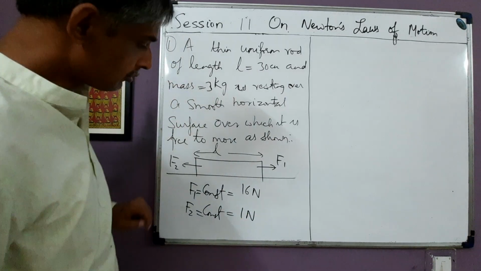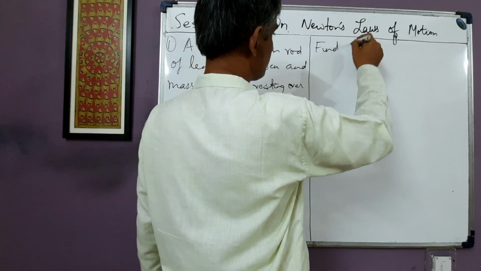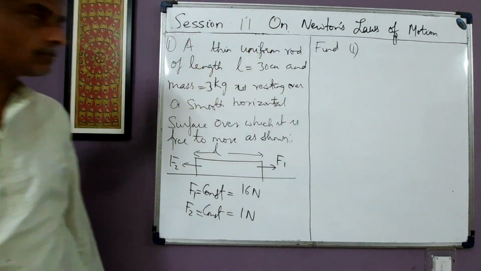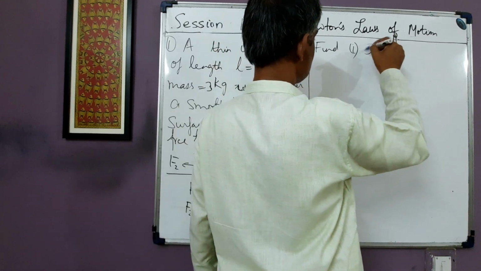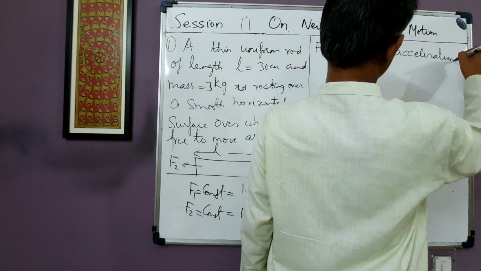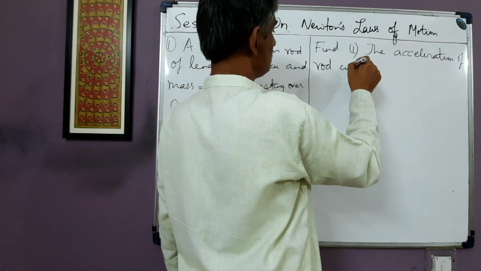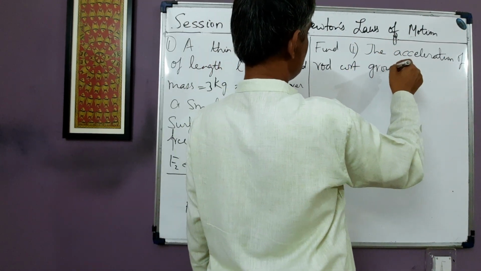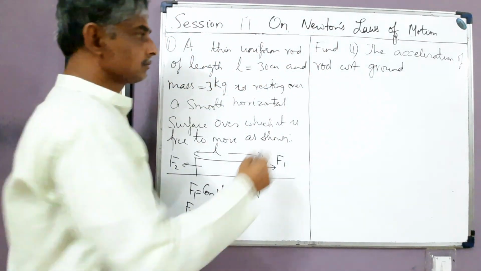So 2 things we have to find. First, the acceleration of rod with respect to ground, in magnitude and direction both.